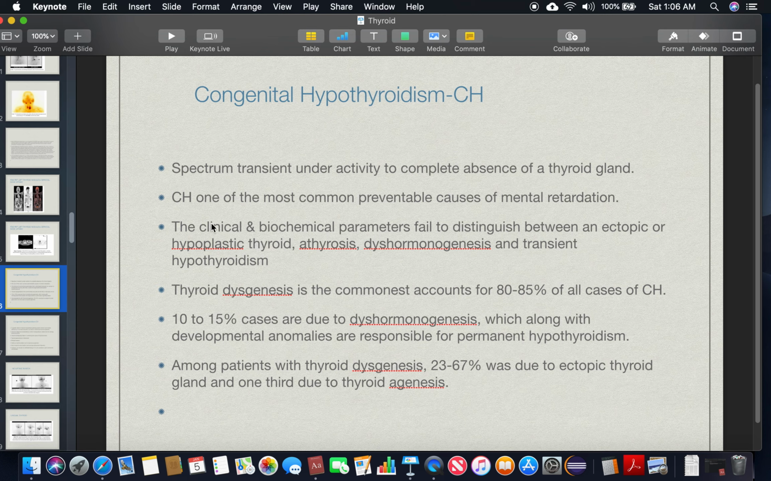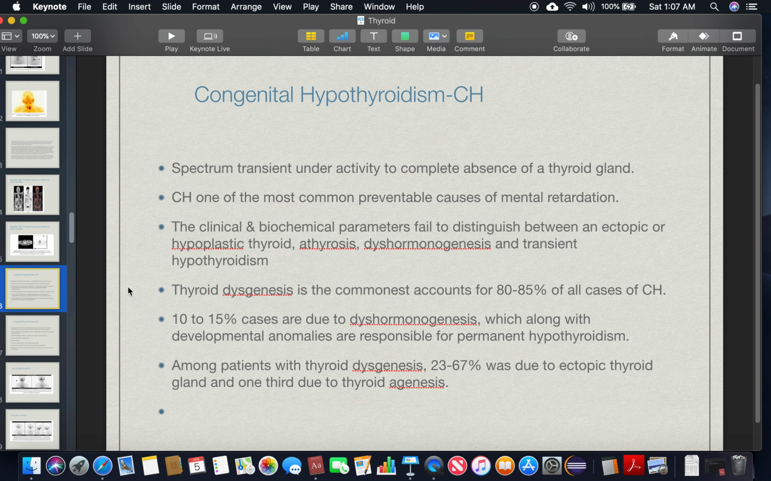So congenital hypothyroidism is the most preventable cause of mental retardation in childhood, and obviously you can test the TSH values in blood, and based on that you can come to some conclusion, but the clinical and biochemical parameters would fail to distinguish between an ectopic or hypoplastic thyroid, athyreosis, dyshormonogenesis, and transient hypothyroidism.